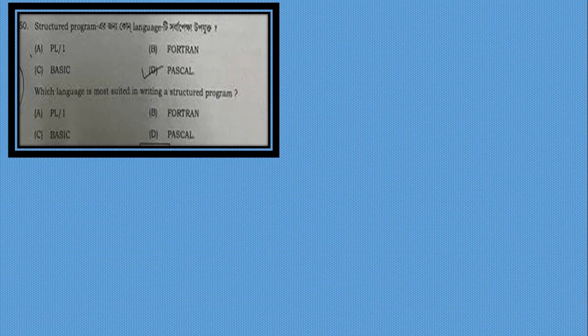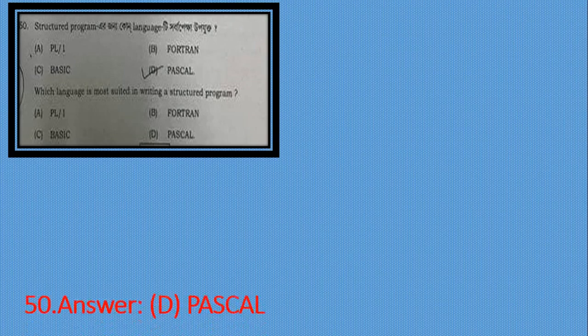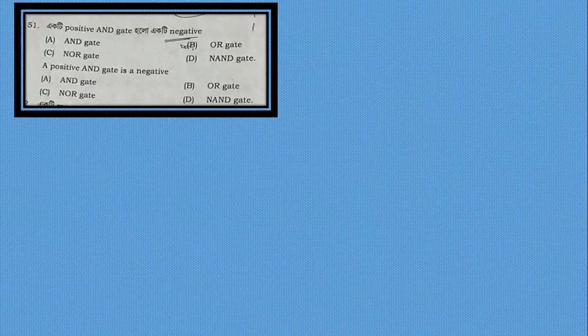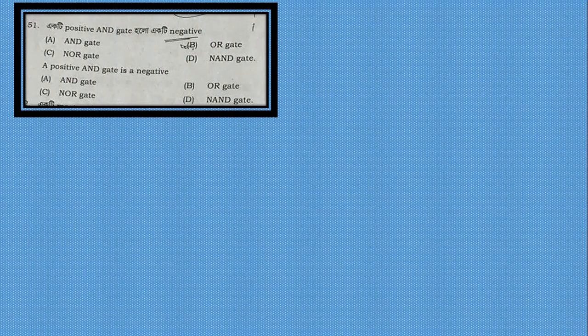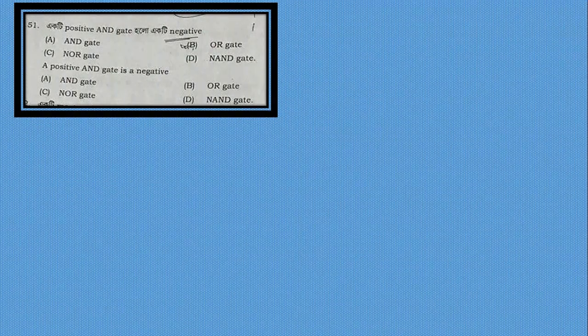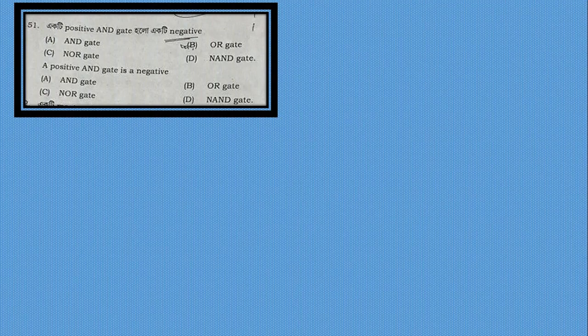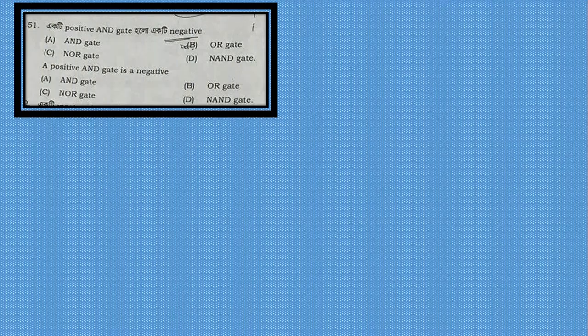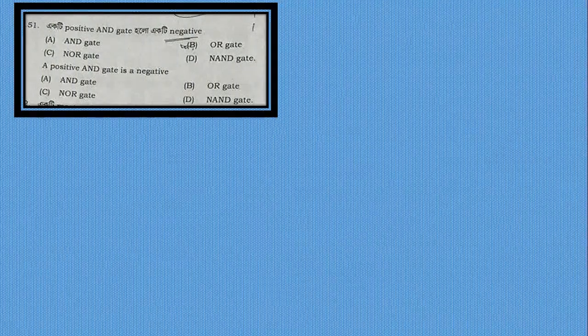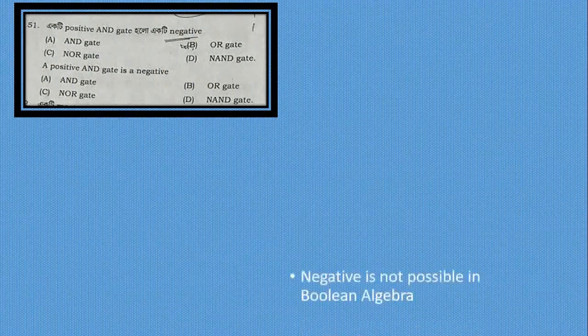Which language is most suited in writing a structured program? Pascal. So D is the answer. A positive AND gate is a negative AND gate, OR gate, NOR gate, NAND gate. I think Boolean algebra does not support any negative value, so this question is wrong.